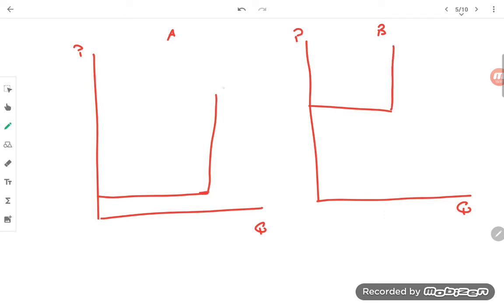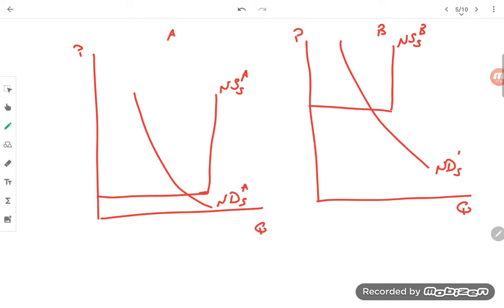So this is the national supply curve of soybeans in country A, and the national supply curve of soybeans in country B. With respect to demand, it's a negatively sloped demand curve: the national demand curve of soybeans in country A, and the national demand curve of soybeans in country B. Before international trade, the point of intersection is the point of equilibrium, which determines the autarky price, which is BA in country A and BB in country B. This is the price before international trade.